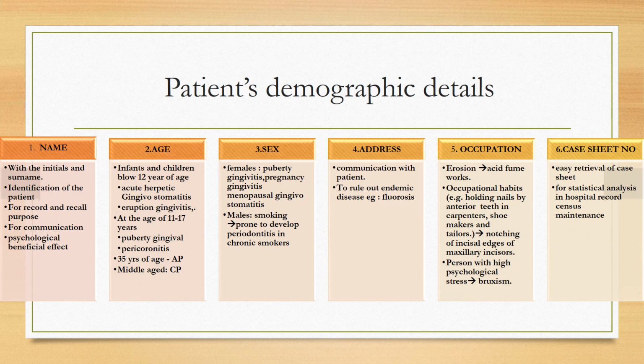For occupational type, there are acid fume workers, and occupational habits like holding nails with anterior teeth in carpenters and shoemakers. These all will lead to notching of incisal edges of maxillary incisors, and a patient with high psychological stress would have the bruxism habit. And the case sheet number is for easy retrieval of the case sheet and for statistical analysis in hospital records.